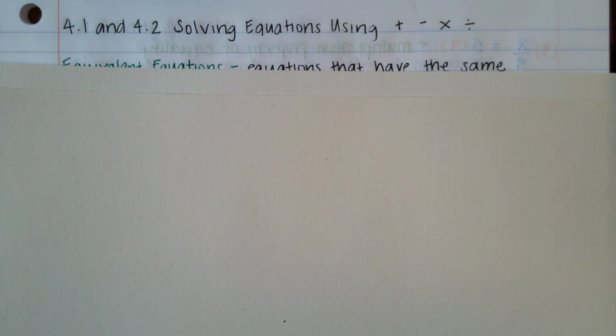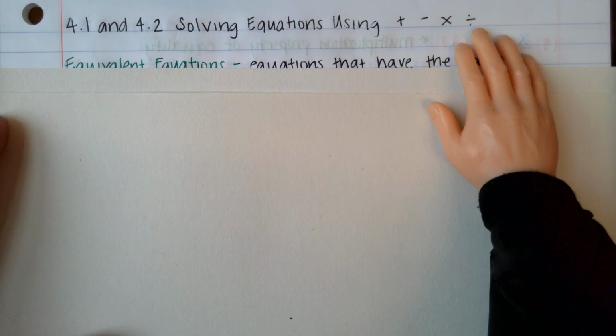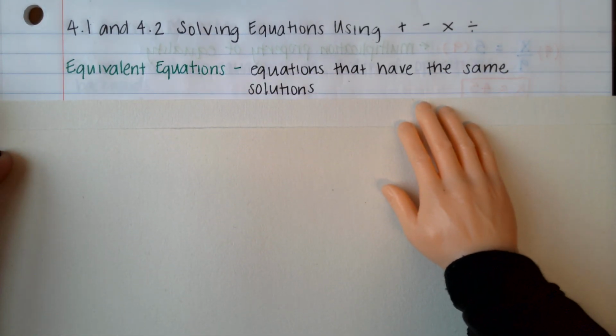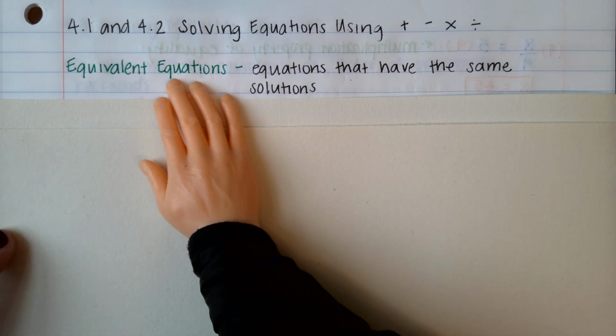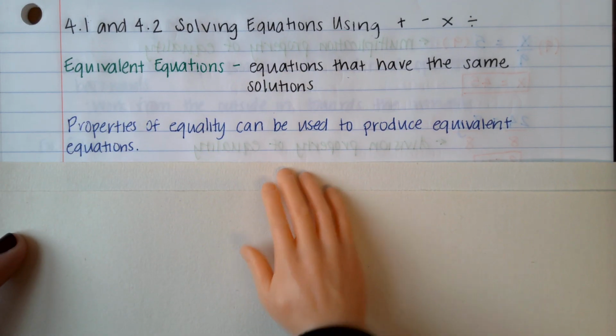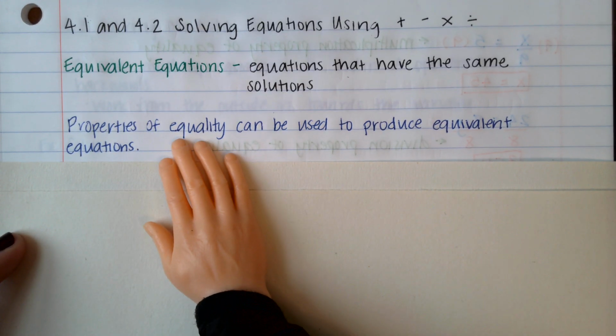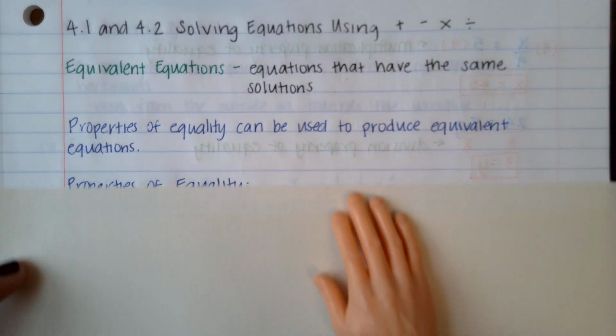This is 4.1 and 4.2, solving equations using addition, subtraction, multiplication, and division. So the first thing is that we have equivalent equations, and that is where equations have the same solutions. So if they have the same answer, they are equivalent. And properties of equality can be used to produce equivalent equations.